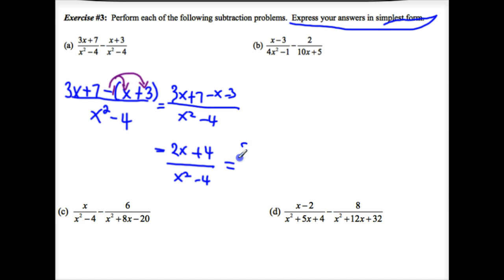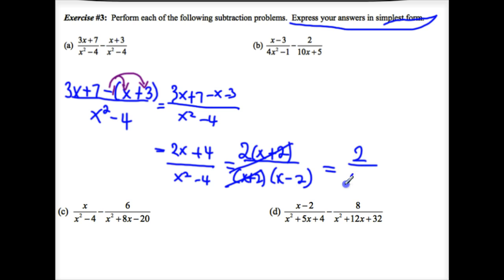So this becomes 2 is in common, x plus 2, and then the bottom can be simplified as x plus 2, x minus 2. The plus 2's cancel out, and I'm left with 2 over x minus 2 as my final answer. So this was especially easy because they had the same denominator.